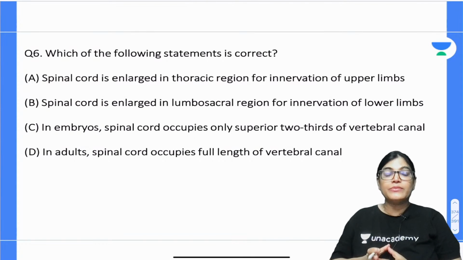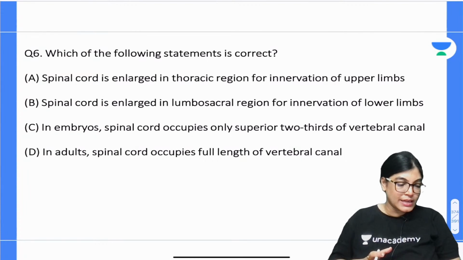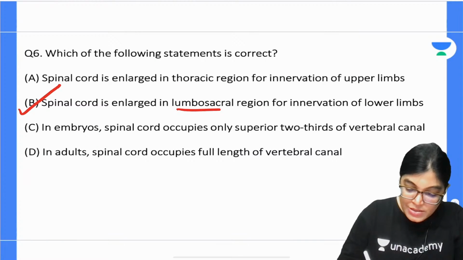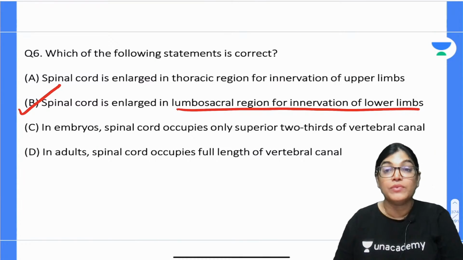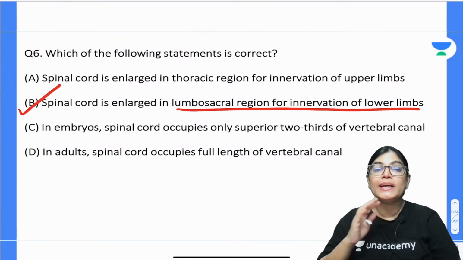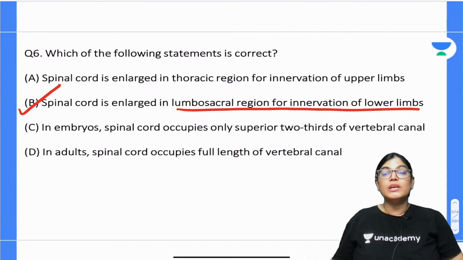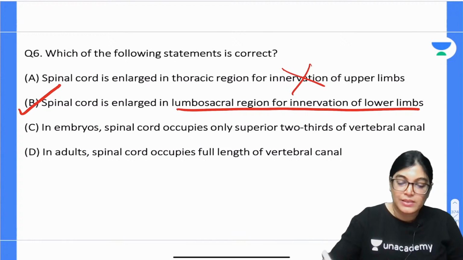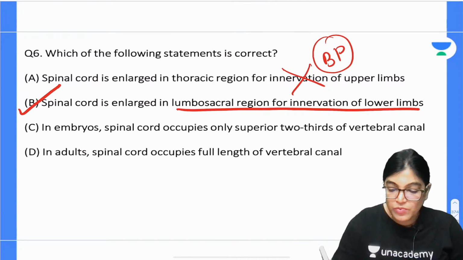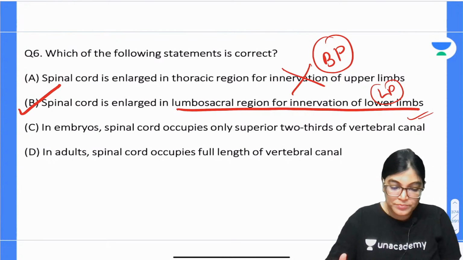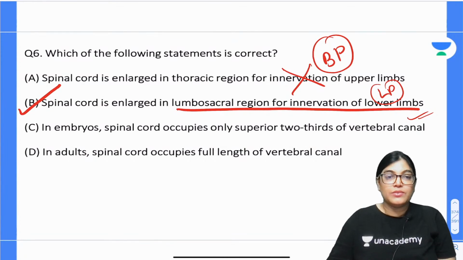Actually, we have to pick up the right answer. So here the correct answer is, anyone wants to answer? Dyer, absolutely right. Spinal cord is enlarged in the lumbosacral region for innervation of lower limbs. Actually, in the cervical region and in the lumbar region it gets enlarged, for the cervical region, not the thoracic region. In the cervical region, it will form brachial plexus. Here, it will form lumbar plexus to give innervation to lower limbs. So, B option is absolutely right. The A option is wrong.